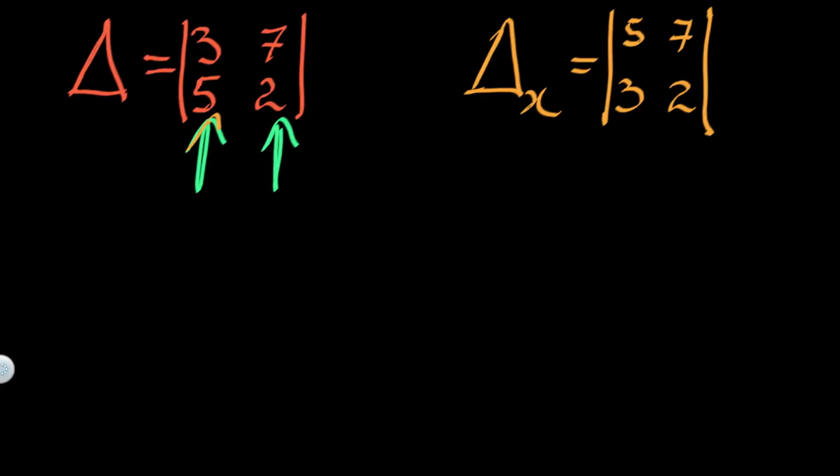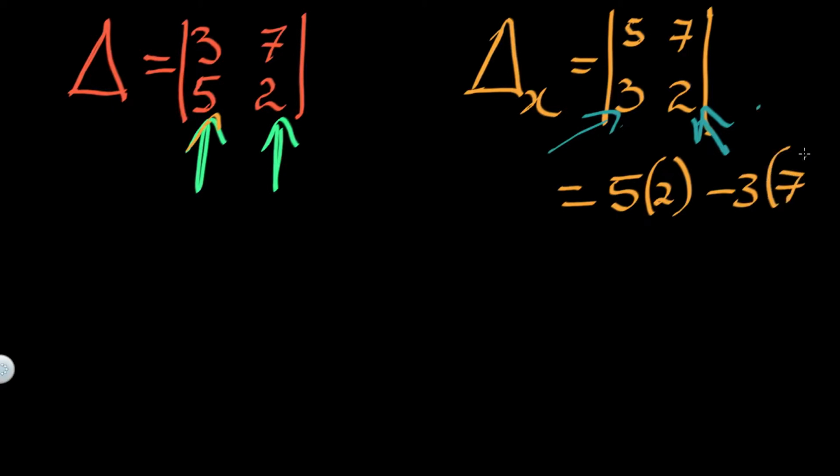Now, delta x is a determinant, which is the determinant of a 2 by 2 matrix. We use the method that we also use in evaluating delta, which means the product of the major diagonal, this one is the major diagonal, subtract the product of the minor diagonal, this is the minor diagonal. So in this case, it's 5 by 2 minus 3 by 7. This is 10 minus 21, so the answer is minus 11. So minus 11 is our delta x.